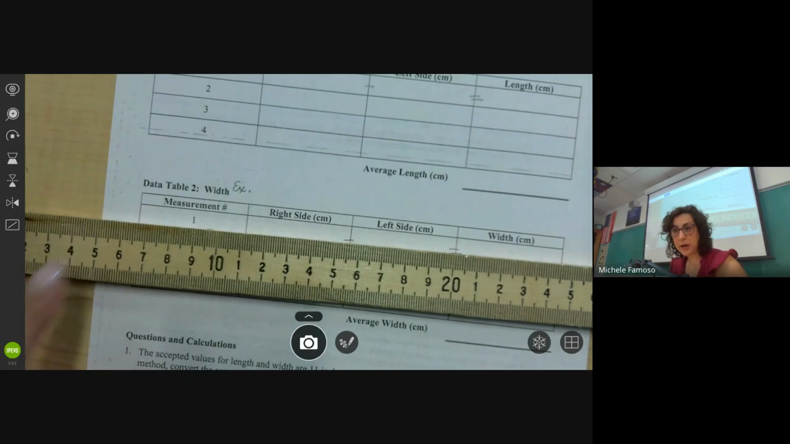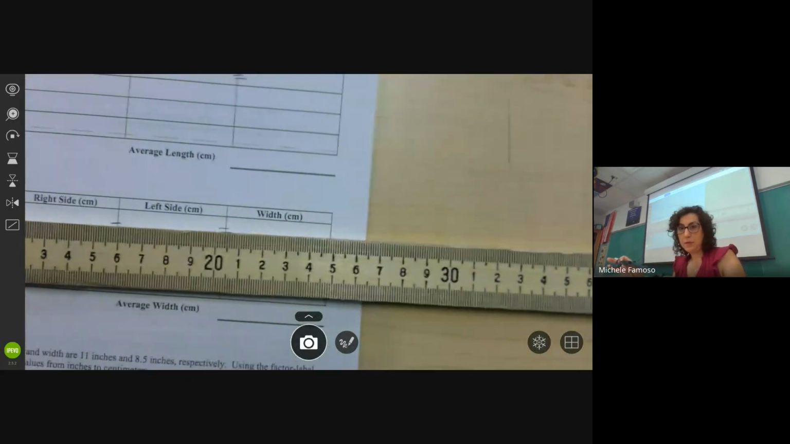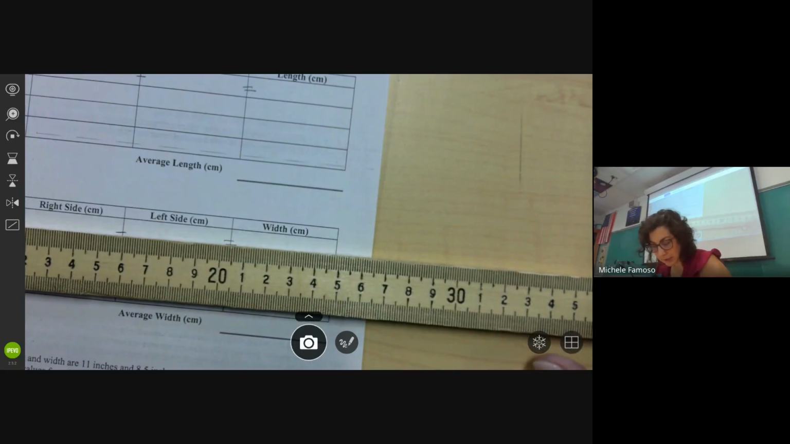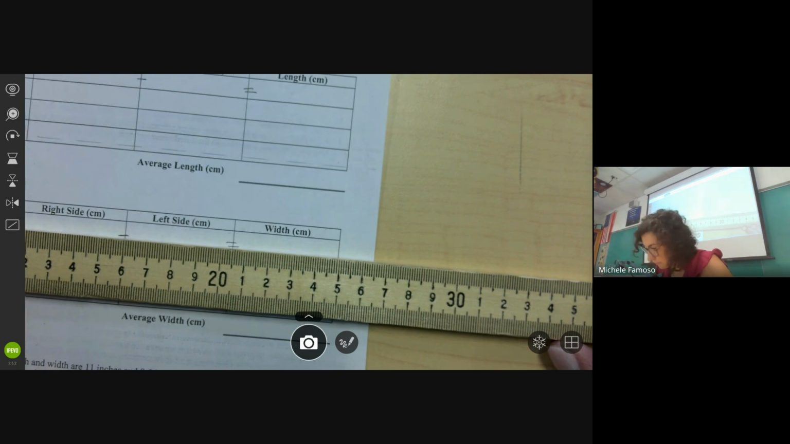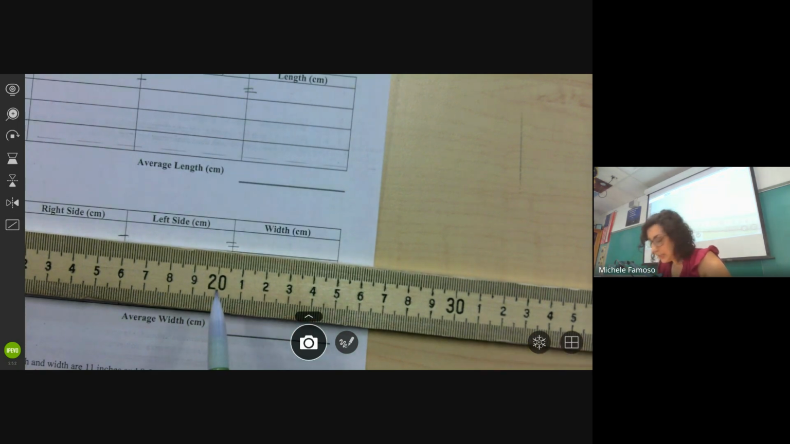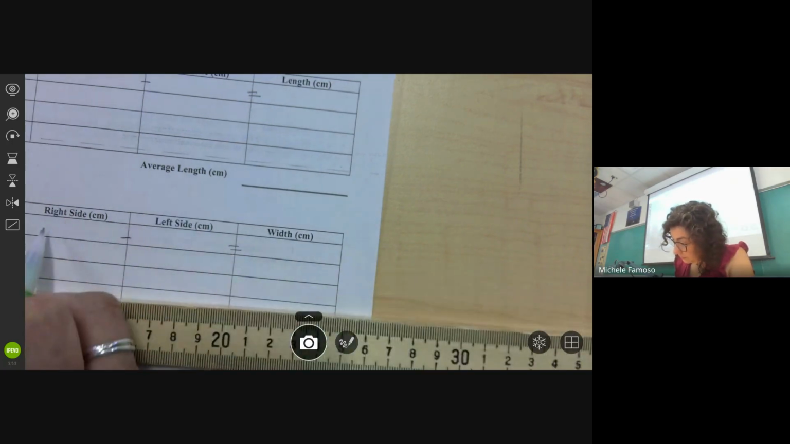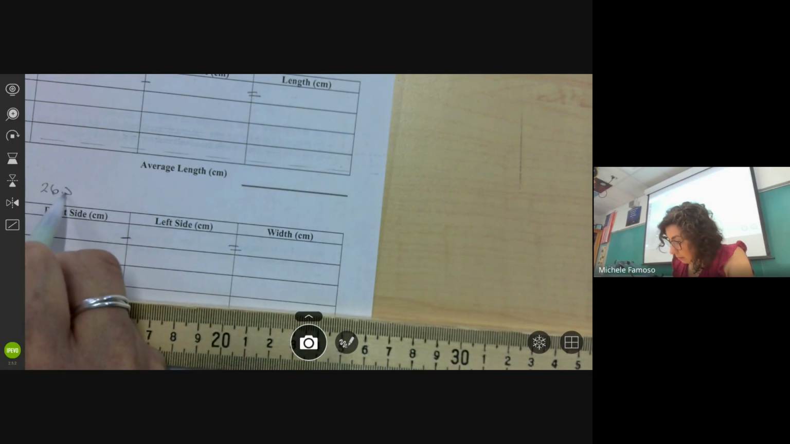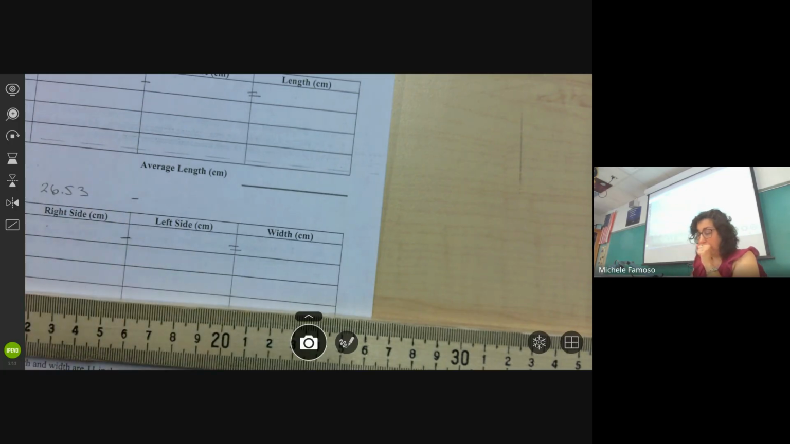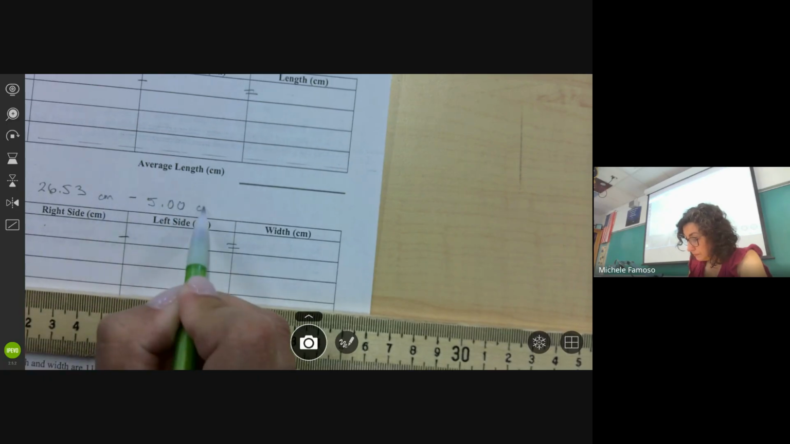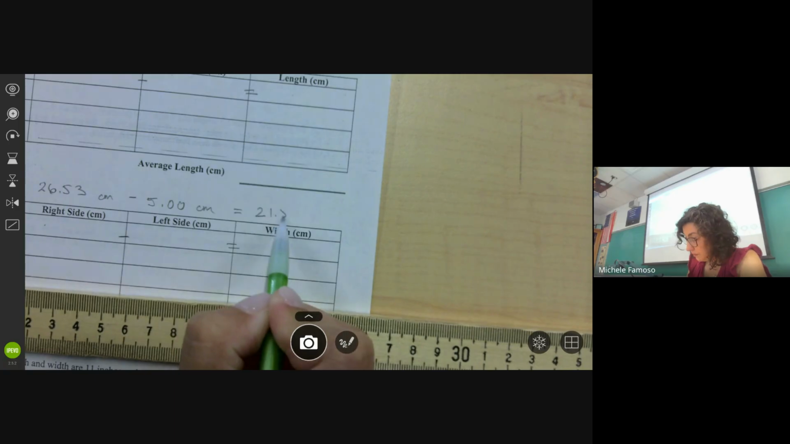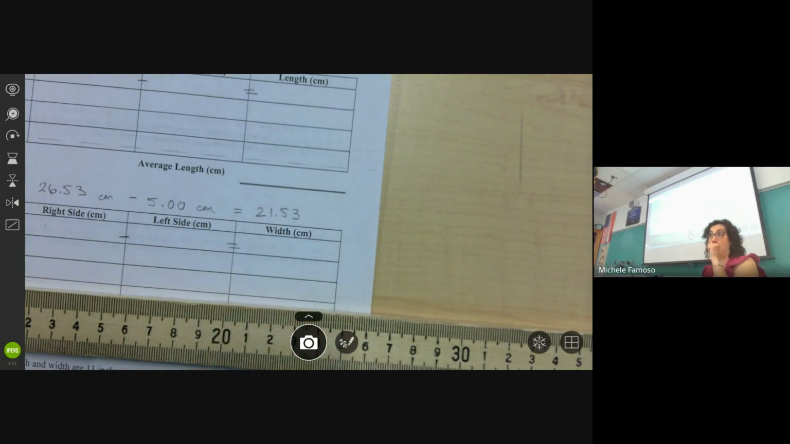Back up. Can you see the right? No, you cannot. Move the camera eye. Okay, this side, the right, for me, is at 26.53. That would be my measurement.